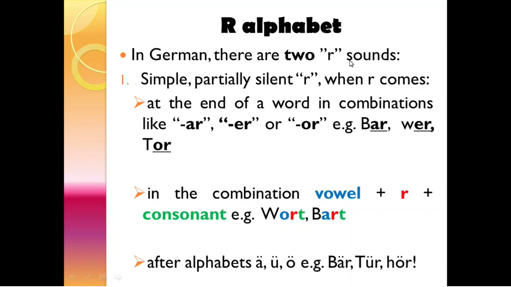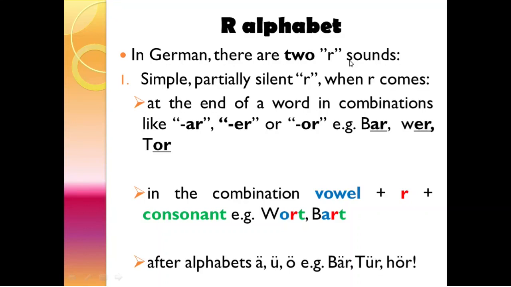This sound is produced when R comes at the end of a word in combinations like R, air, or in examples like bar, which is the same as the English word bar or nightclub, as we call it. Then wo, where in German means who in English, and the German word Tor, which means gate in English.